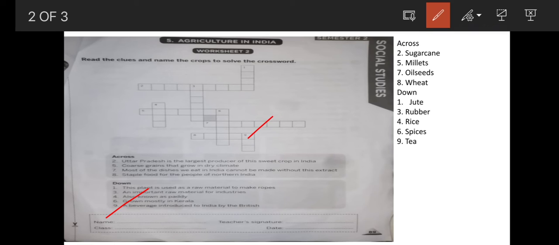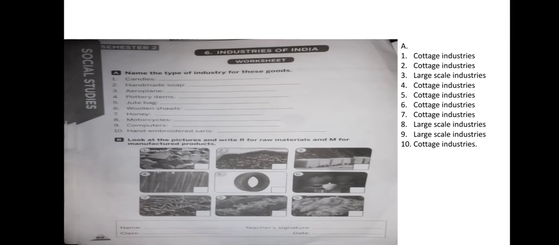It is 9, right? Tea. Tea is the beverage introduced to India by the British. The British introduced tea in India. And what do you mean by beverage? Means which we drink. Those are known as beverage. So tea is the beverage introduced to India by the British. So dear children, I hope you understood about page 89.